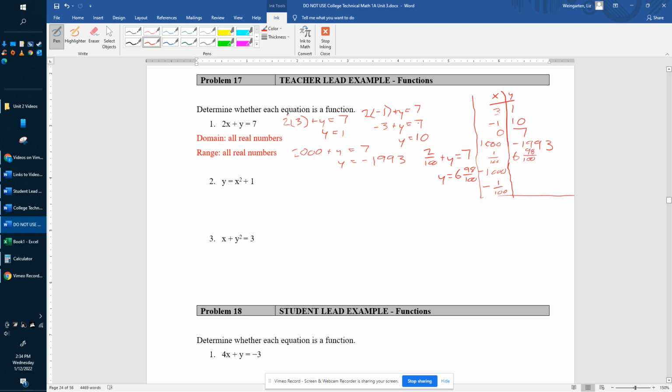We're just trying to figure out if this is a function, if there are any x values that would create more than one y value. Negative 1,000. Let's see, that would be negative 2,000 plus y equals 7. y equals 2,007. We put in negative 1/100, this would just turn into a negative, and we get 7 and 2/100ths. Looking at this, nothing is overlapping, so I'm going to say that this is a function.